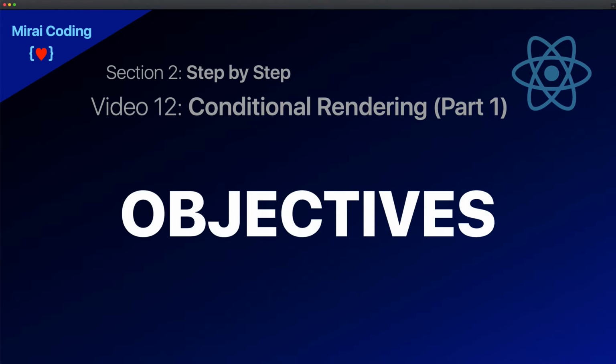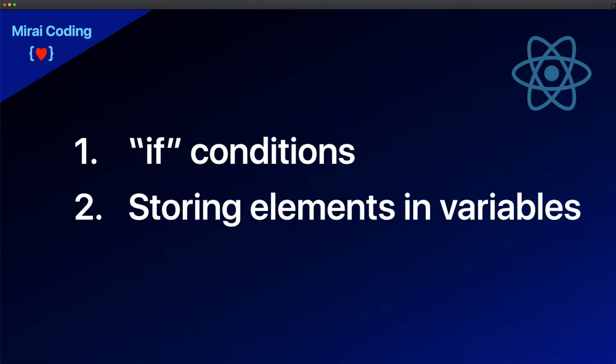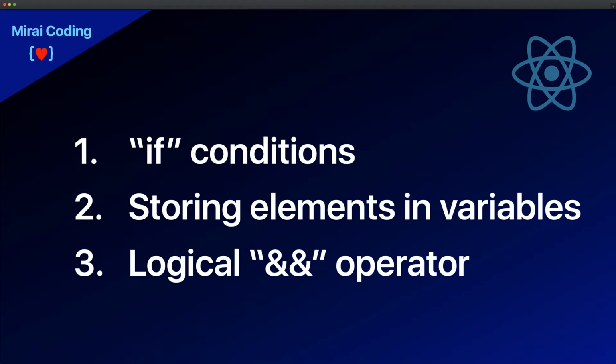Section 2. Video 12. Conditional rendering Part 1. We have three main objectives in this video. 1. We will show you how to render elements conditionally using if. 2. We will show you an example of using a variable to store elements to help conditional rendering. 3. We will show you how to use the logical AND operator.